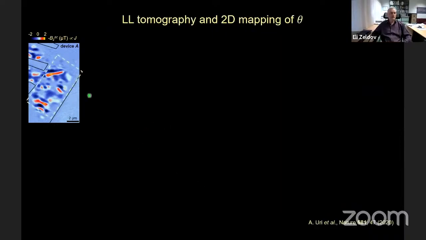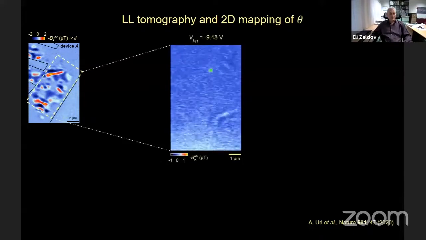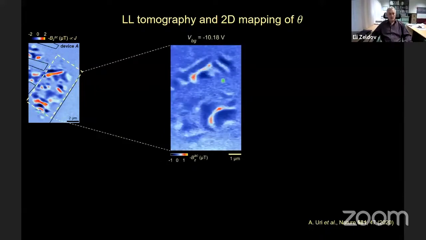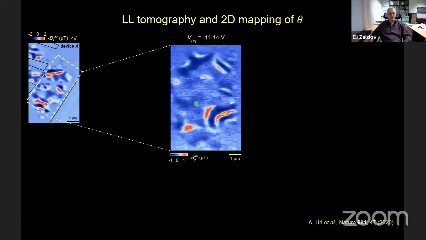So we saw a point, we saw a line, but now we can do area scans. We repeat this measurement over the area, and this is a movie showing the Landau levels in this scanning area. And you see that the Landau levels do crazy things. They're all over the place as a function of backgate.